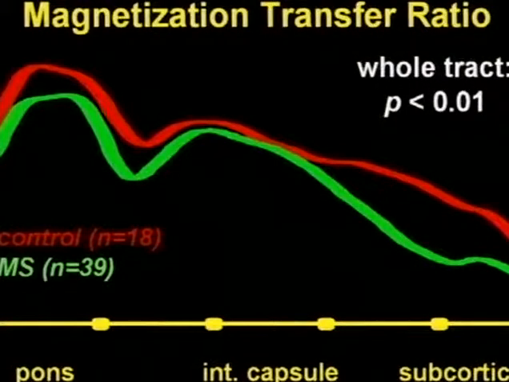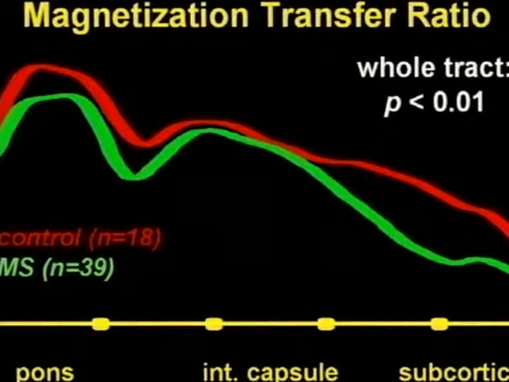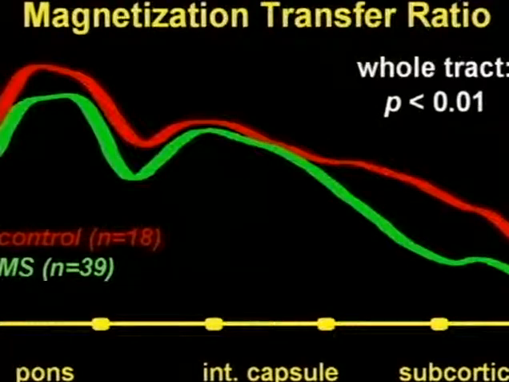We expect this parameter, MTR, to go down when there's loss of myelin. But again, these were patients, some of whom had weakness, some of whom did not have weakness, and averaged across all of them, there's a reliable effect here.